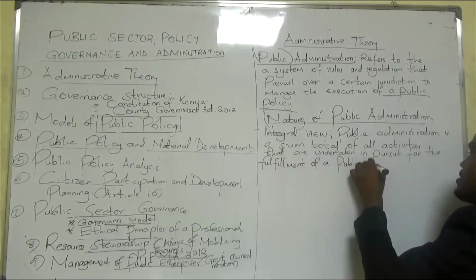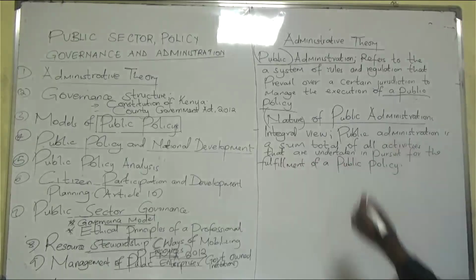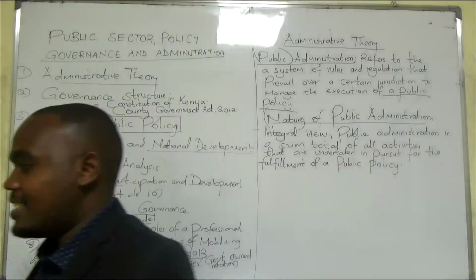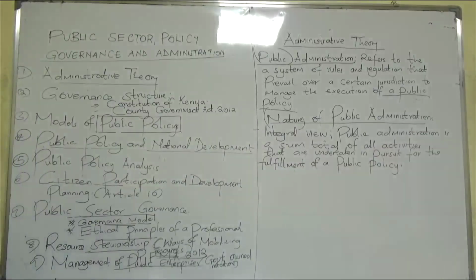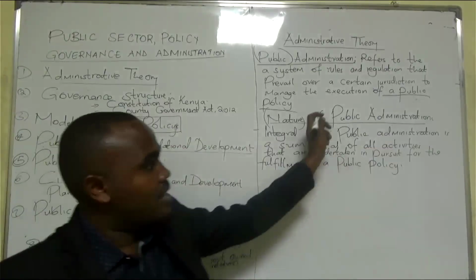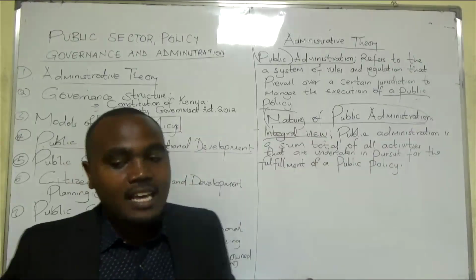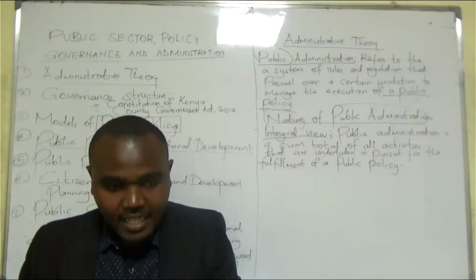Please, you have to convince the villagers here when we meet them. You have to tell them that we know what a public policy is. A public policy is an action that is being taken by the government to solve the issues. So the first way we can explain this concept of public administration is through the integral view, where we are bringing together different activities.